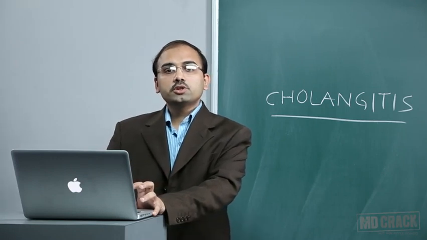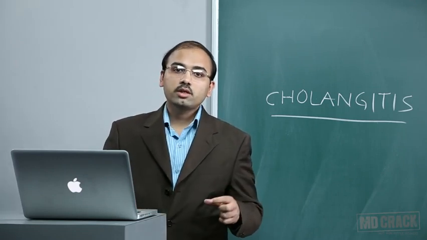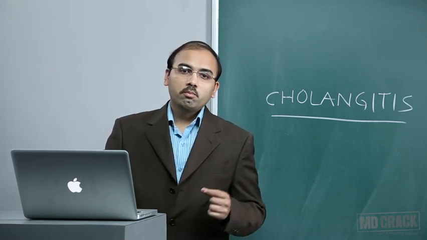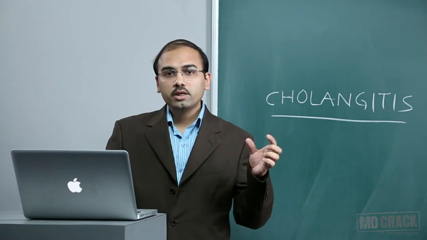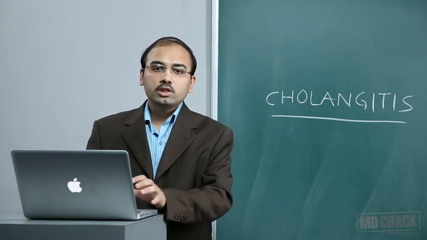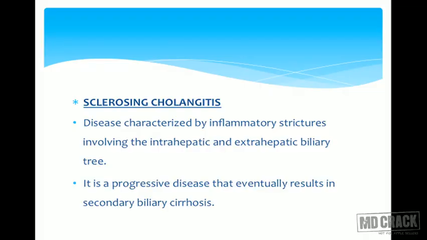So whenever there is obstruction of the biliary tree which is lower down near the ampulla of Vater, the endoscopic method is most commonly used. But if the obstruction is higher up at the biliary tree confluence, it is percutaneous transhepatic biliary drainage which is done most commonly. Friends, now we'll see sclerosing cholangitis.